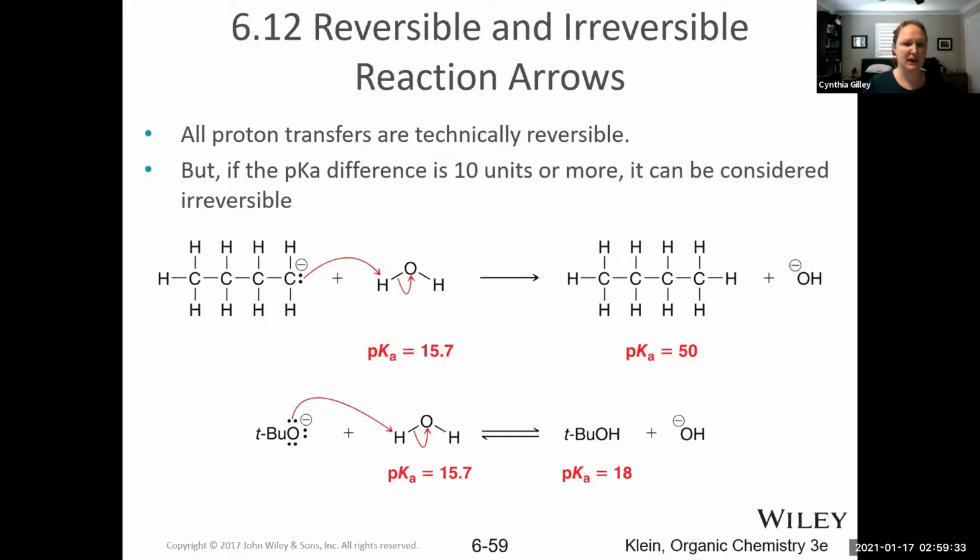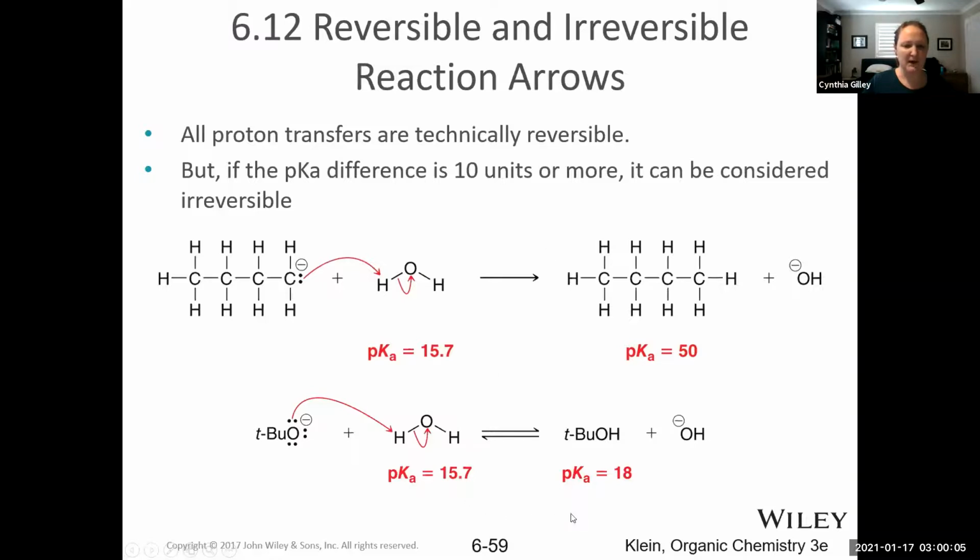Proton transfers are technically all reversible. However, if you have a pKa difference of 10 or more, it can essentially be considered irreversible, because remember, that means you have 10 to the 10 more products than reactants. So there's so few reactants that it's essentially an irreversible reaction because of very, very low concentration of reactants. So we would draw this one with a large pKa difference, much greater than 10, as irreversible.